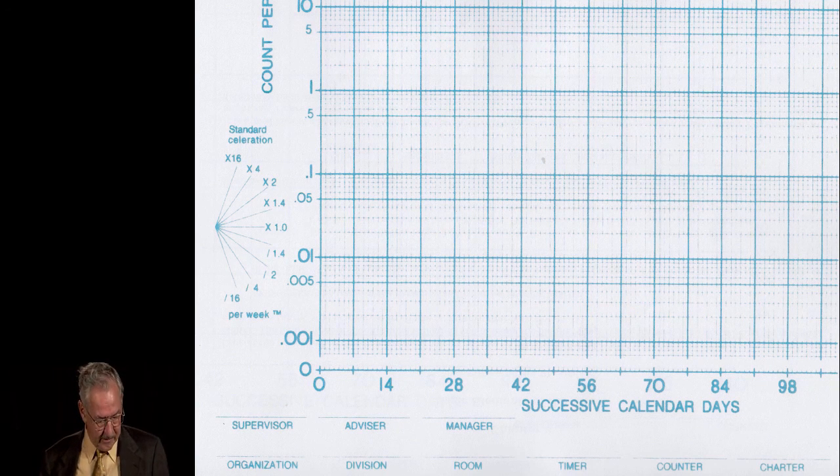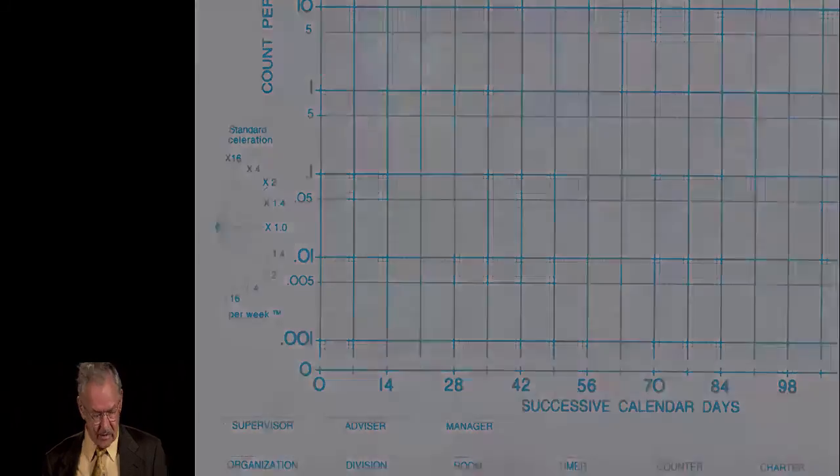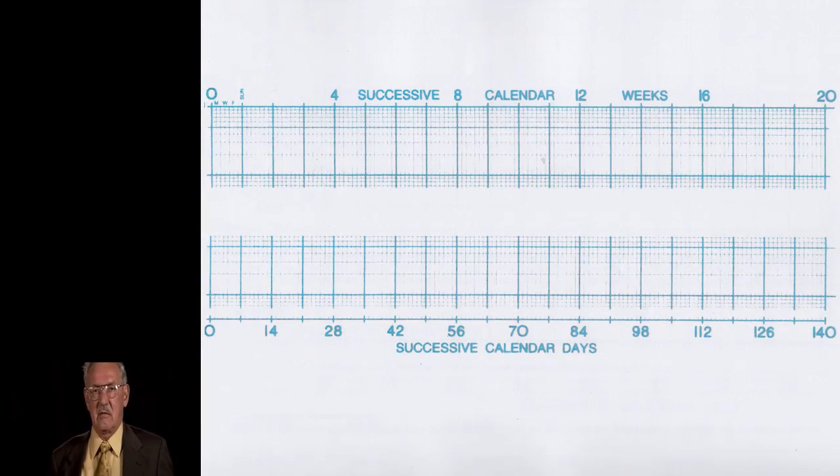The idea here is to create a complete record, not only of the behavior, which will go into the chart, but also of the details of the individuals who were involved in the management of the behavior. So that later on, when you come back to look at this chart, you'll know who was involved and what their role was. Let's look now at the vertical lines on the chart.